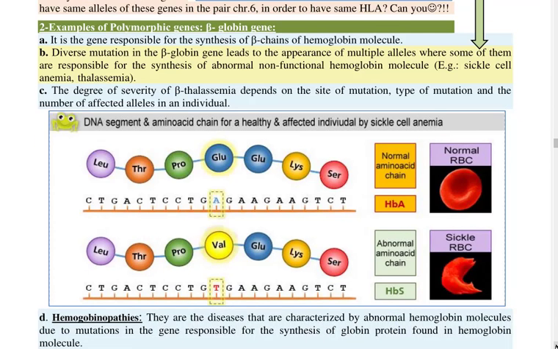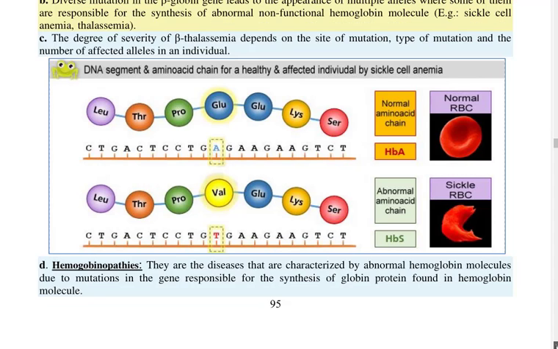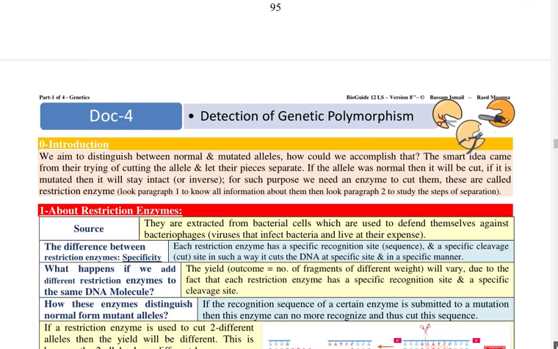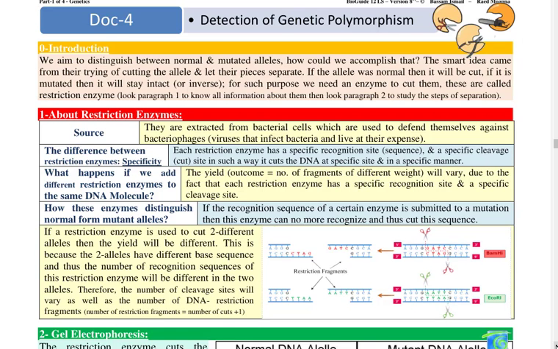Or mutation can lead to a disease, like for example sickle cell anemia, thalassemia, and so on, caused by a change in one amino acid in the hemoglobin. This was due to a change of a nucleotide. Then we moved on to the detection of a genetic polymorphism.